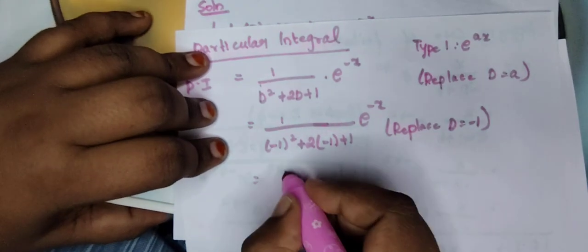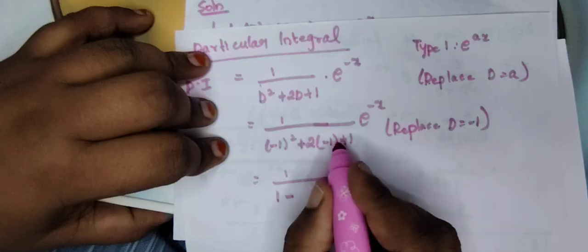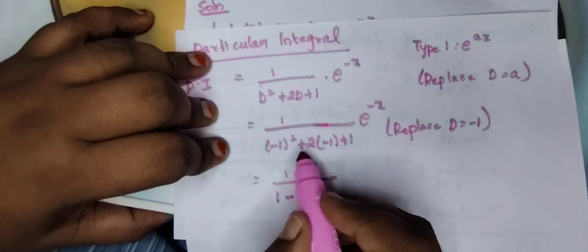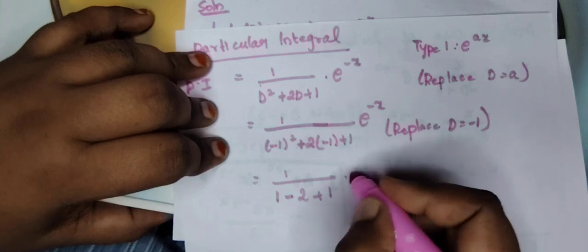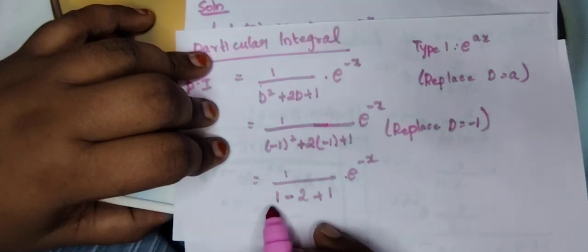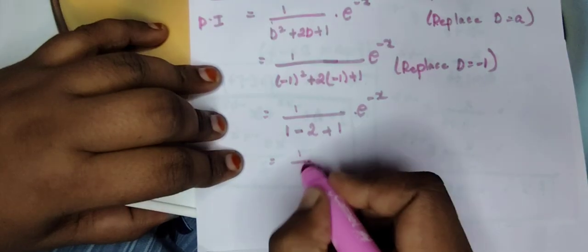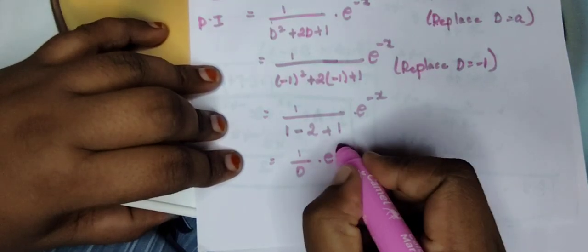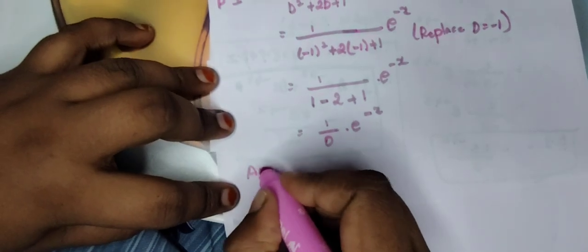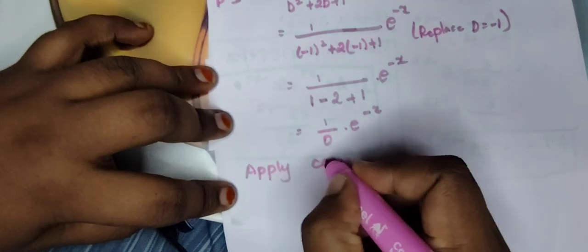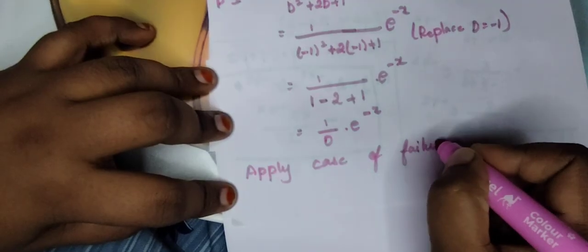So this is equal to 1 divided by minus 1 the whole square is 1. 2 into 1 is 2. So we have plus and minus. Plus into minus is minus. Plus 1 into e power minus x. 1 minus 2 plus 1 is nothing but 0. So in the denominator we are getting 0. So if in the denominator we get 0, we'll apply the case of failure. So now we are going to apply the case of failure.